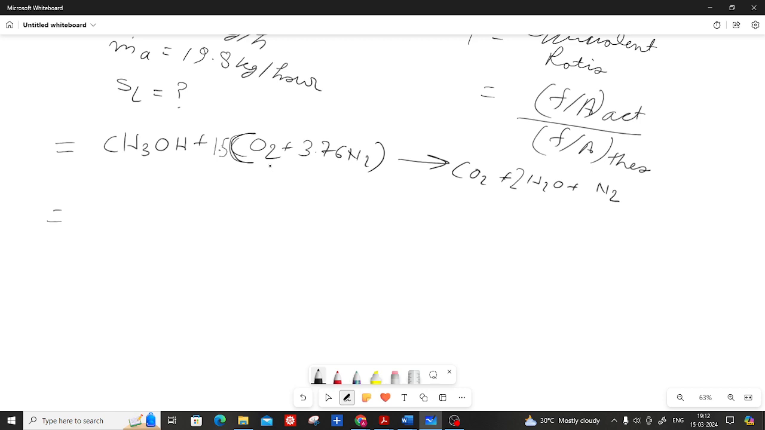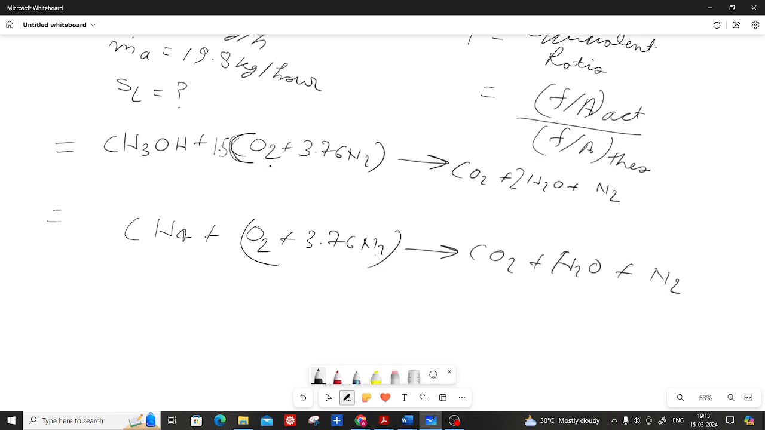So see, consider any combustion reaction, it may be methane. Consider methane. So how will you balance this? You just write O2 if the combustion takes place in air. You just write this O2 plus 3.76 N2, and the final product will be here. We have carbon, we have hydrogen, and we have nitrogen. So the final product will be CO2 plus H2O plus N2, because N2 will not take part in combustion under normal conditions.